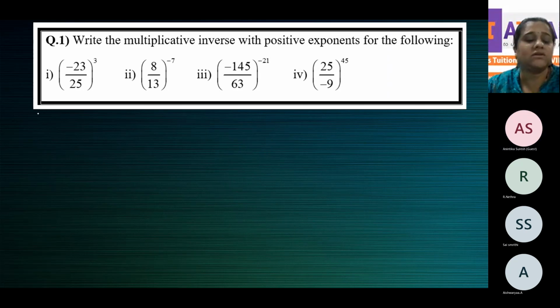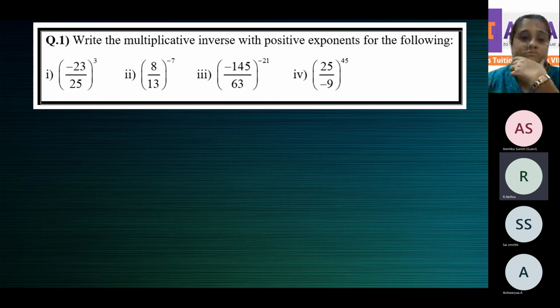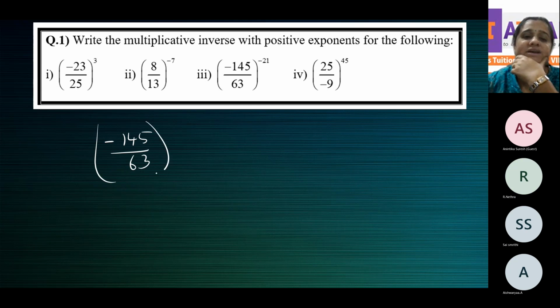What about the third one? Netra, third one? Ma'am, minus 145 by 63 plus 21, ma'am. Correct. Write the base as it is and change the power. That's a reciprocal.